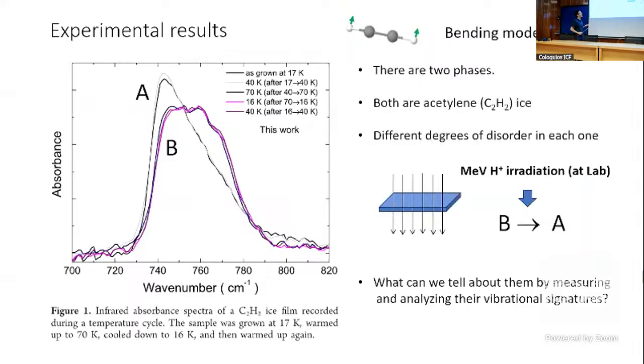What can we say about whether they are crystalline or amorphous? One thing that we did also here is use an ion beam, a proton ion beam, to irradiate this. When we do that, we come from this one here to this one here. So this means that the disorder has increased here. This is amorphous. But this one, we still don't know.